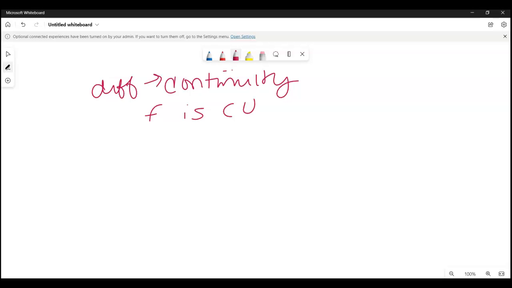Evaluate the integral from 0 to 1.5. Which one is it? 6? Yeah. It doesn't even mention f.